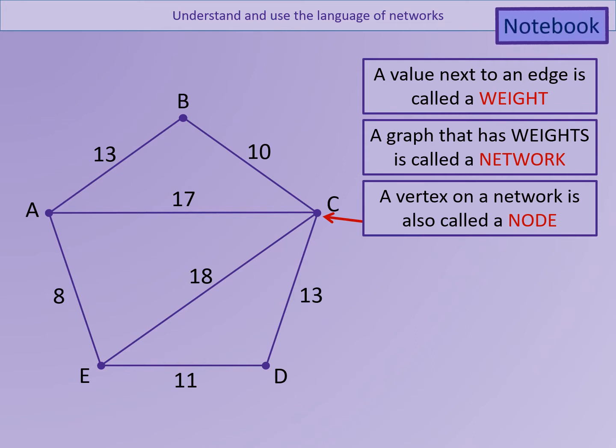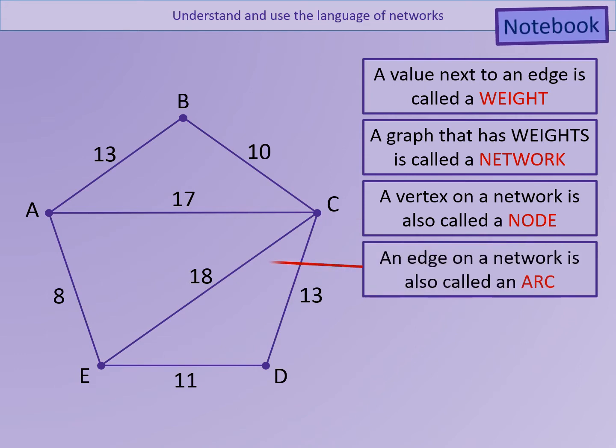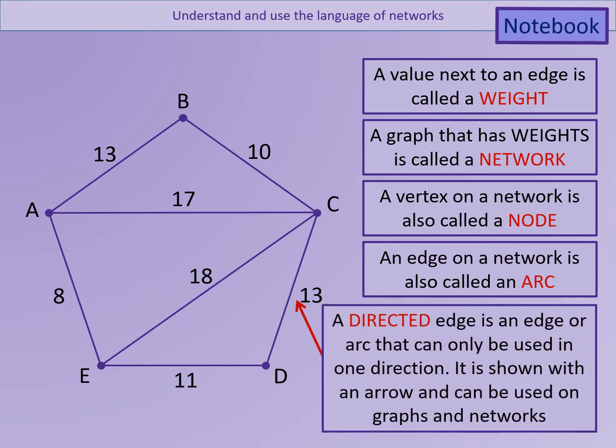Sometimes vertices are called nodes when we are talking about networks. And sometimes edges are known as arcs. Sometimes an edge will have an arrow on it, indicating that it can only be travelled in one direction. If this is the case, it will be called a directed edge. Sometimes a graph with directed edges on is called a directed graph or a digraph. Arrows can be used on graphs without weights as well as in networks.